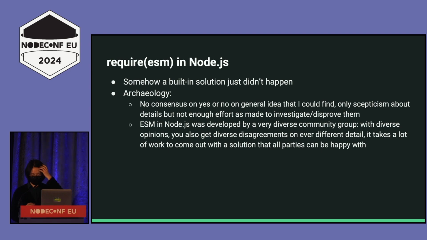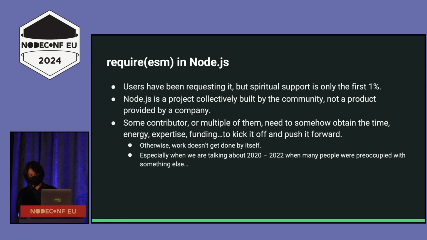There was only skepticism about the details, and probably just not enough work was done to investigate or disprove them. ESM in Node was developed by a very diverse community group. That also means you get tons of diverse opinions on how every detail should work. And it takes a lot of work to come up with a solution that all parties can be happy with.